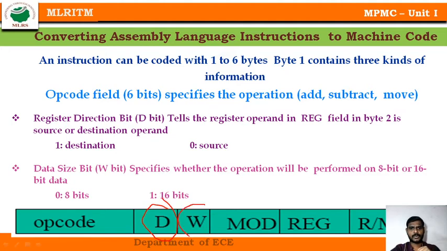Again I have one more bit called the width bit, which tells that when the opcode is generated for that particular instruction, how many bits of data are going to be transferred, whether it is 8-bit data or 16-bit. If it is 8-bit data, 0 is there. If it is 16-bit data, 1 will be present here.